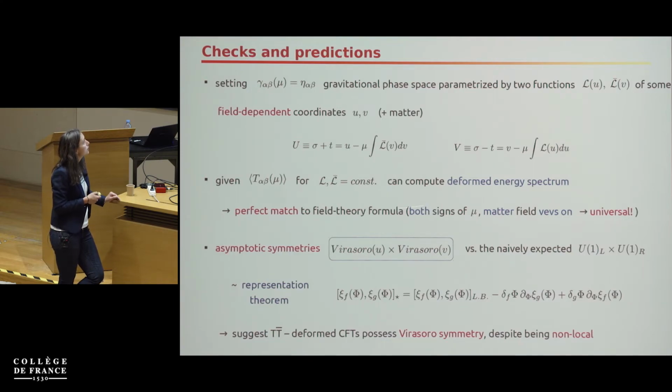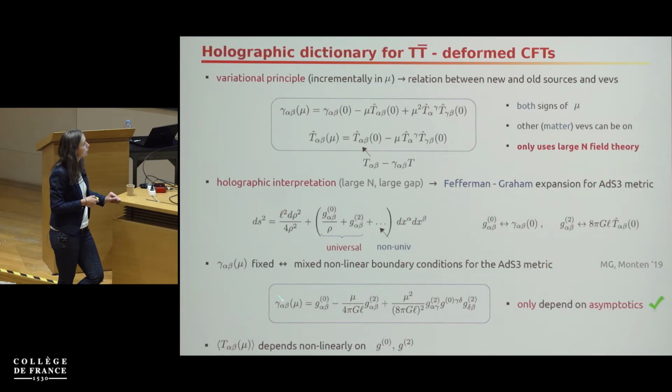And then given this, for L and L bar constants, we have a background that corresponds to some sort of energy eigenstate, and we can compute the deformed energy spectrum, and it perfectly matches the square root formula I gave a few slides ago. So that's a nice check of the dictionary, and it works very nicely. Another thing that we can do with these mixed boundary conditions is look at the asymptotic symmetries. So we look at the most general diffeomorphisms that preserve this boundary condition, this one equal to eta.